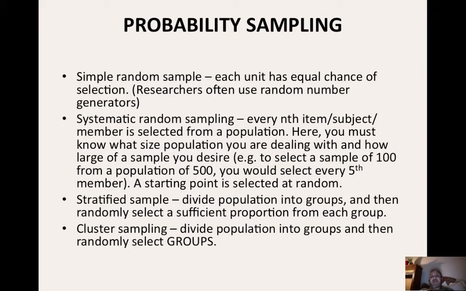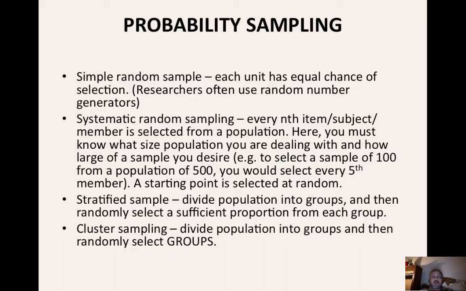There are different kinds of probability sampling techniques. There's the simple random sample, where every unit has an equal chance of selection, as I mentioned. You're just drawing numbers out of a hat, or you use a random number generator or whatever. There's also systematic random sampling. So if you know, first of all, the size of the population exactly, and if you also know how big of a sample you want, then you can do this systematic random sampling, where you're selecting every nth item, like every 5th or every 10th or whatever.